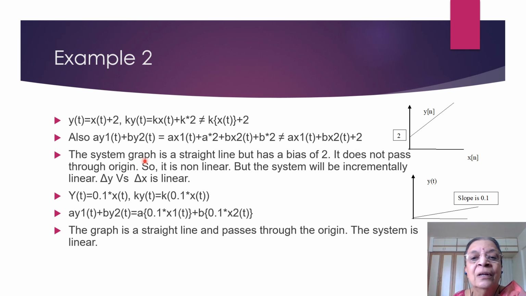So in this case, the system is nonlinear. But in this case, it will be again incrementally linear if you avoid this bias. Now consider the system y(t) = 0.1 x(t). Now if in this case x(t) is multiplied by the factor of k, the corresponding y(t) will also be multiplied by the factor k. Similarly, it will obey the superposition property. So the graph is a straight line and it passes through the origin, and you can see that the system is linear.